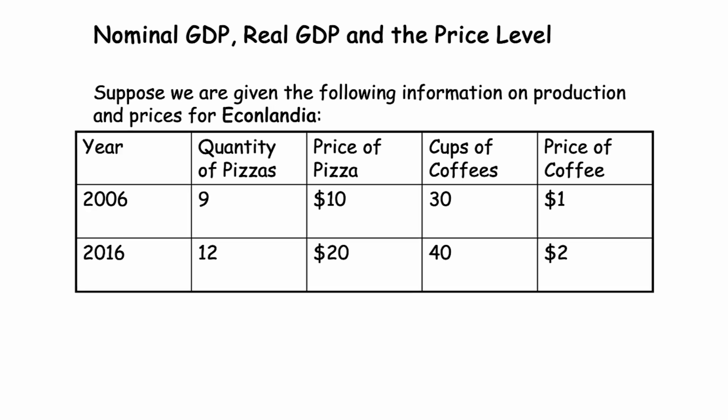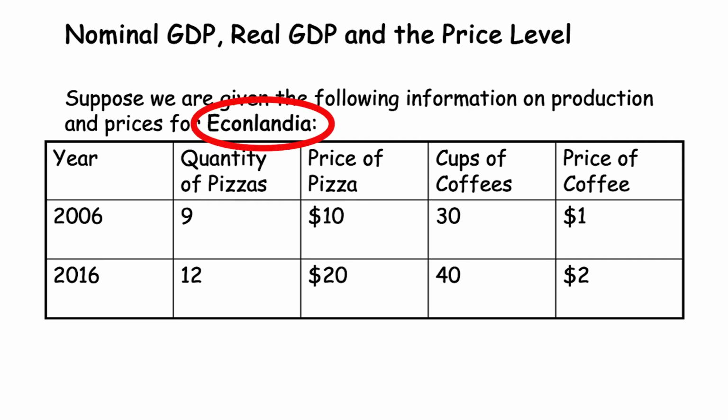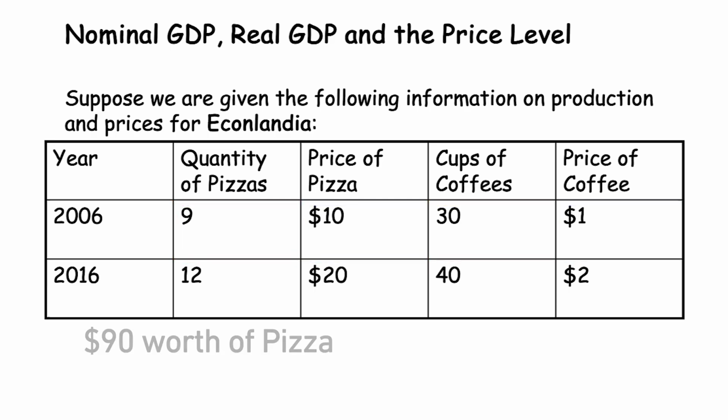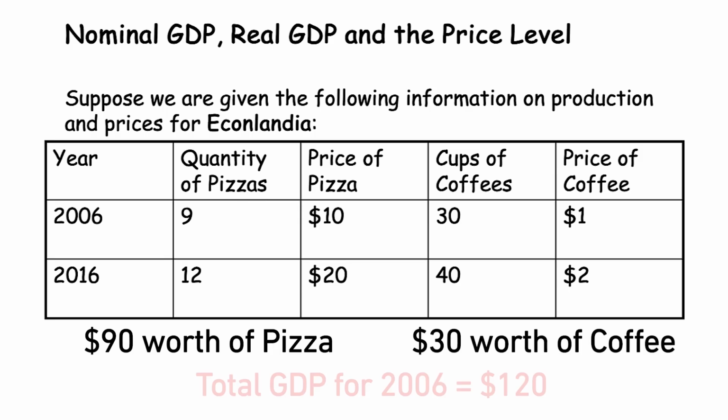Let's suppose we're looking at our toy economy, Econlandia, in the year 2006. Let's say the economy produced 9 pizzas and 30 cups of coffee, and the price of a pizza was $10. The price of a cup of coffee was $1. So $90 worth of pizza, $30 worth of coffee. Total GDP in 2006 was $120.